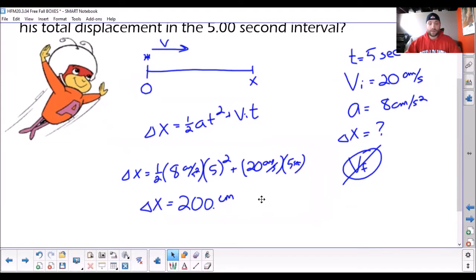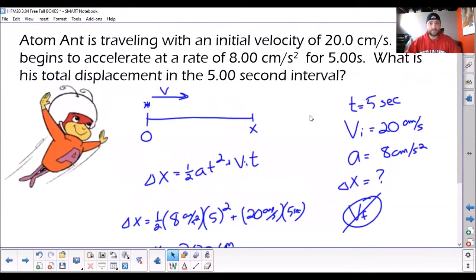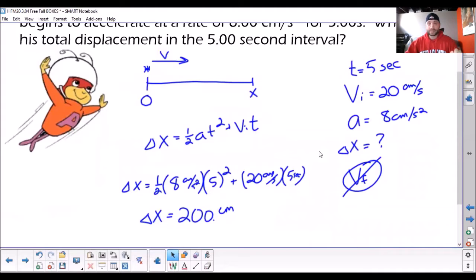Now you'll notice I left everything in centimeters, and that's fine because everything was in centimeters. Centimeters per second squared. As long as everything is in the same units, you can leave it. The only place you have to be careful is if there's meters and centimeters, then you have to convert.